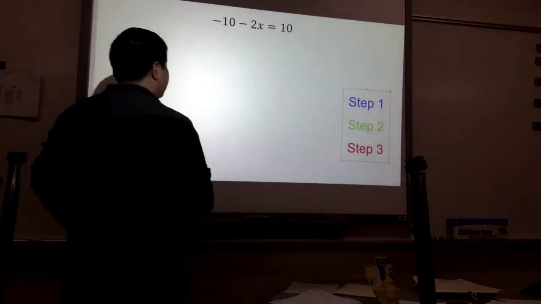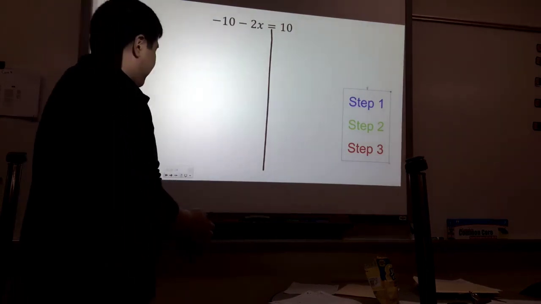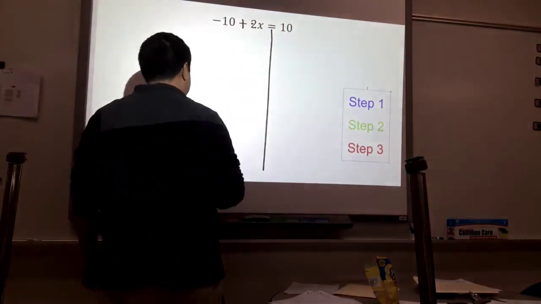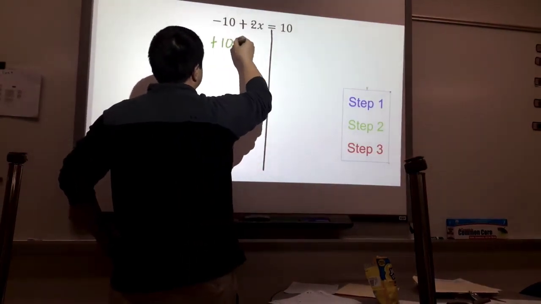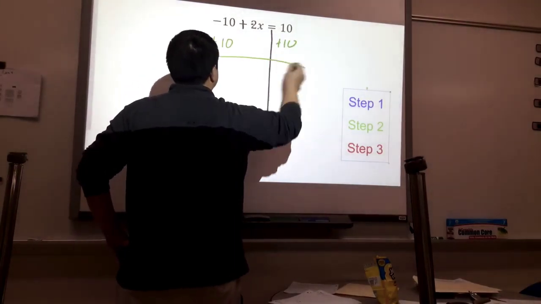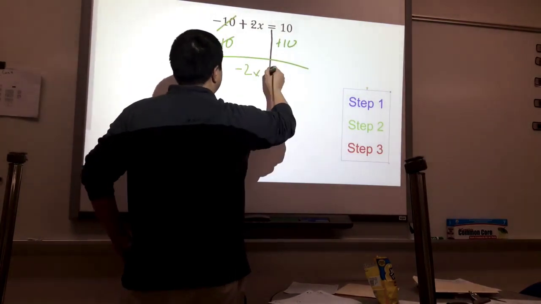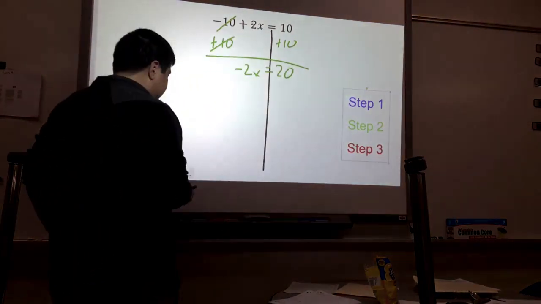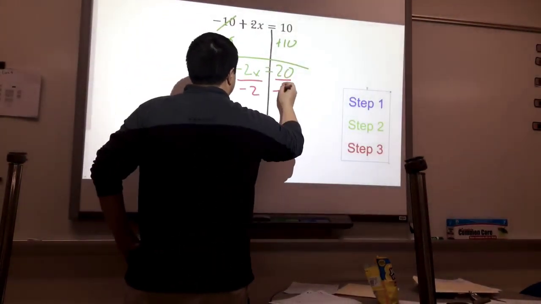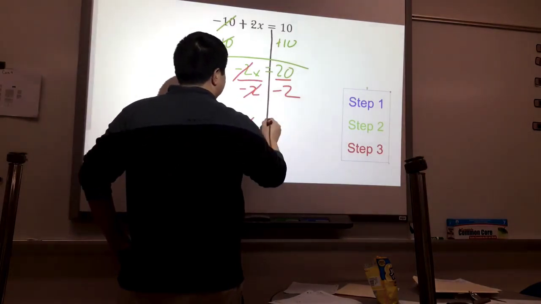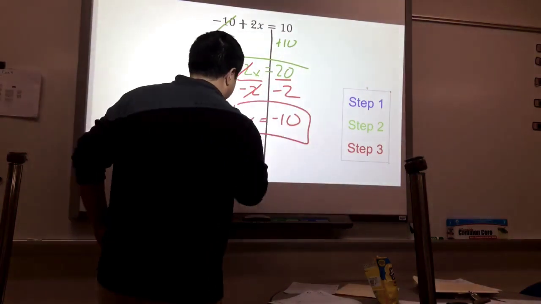Next one. Again, we're going to skip over step 1. I'm going to change this to addition of the opposite. And step 2 is we're going to get rid of this negative 10 by adding 10. Add 10. We get negative 2x. These parts cancel out, equals 20. We're done with step 2. On to step 3, divide by negative 2. Divide by negative 2. X equals negative 10. We've isolated the x, and x equals negative 10.